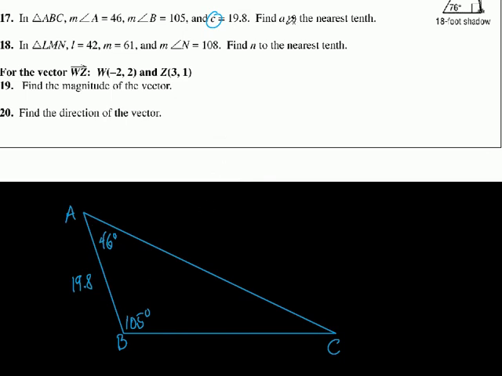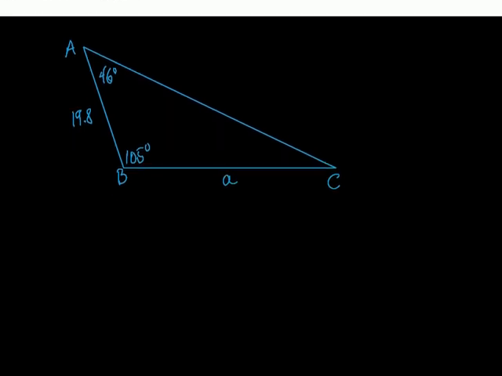And what are we trying to find? We're trying to find little a. Well, little a is opposite angle A. So here's angle A right here. This one right here is little a, and that is what I'm trying to solve for.